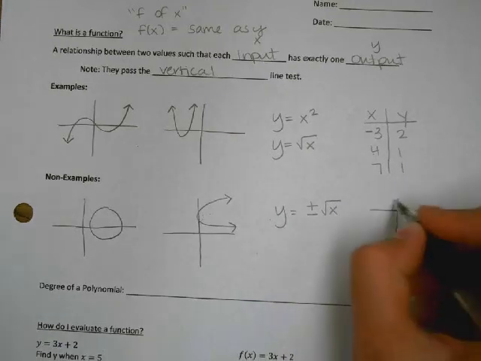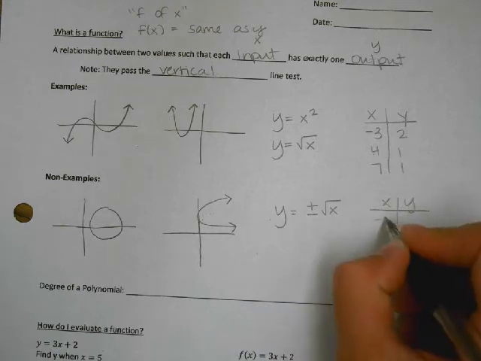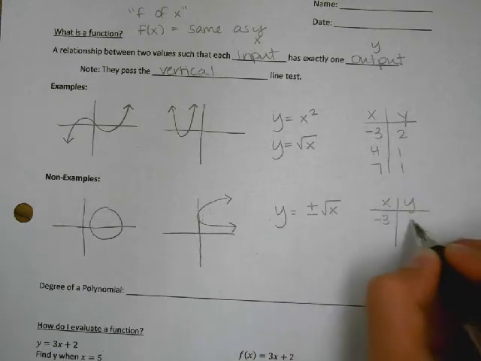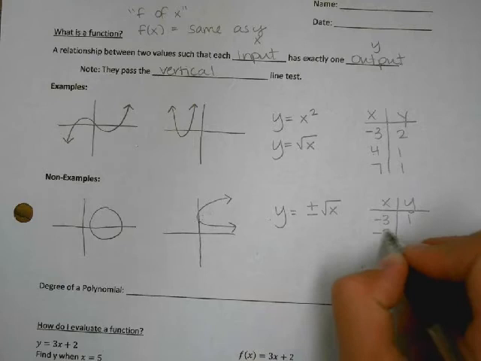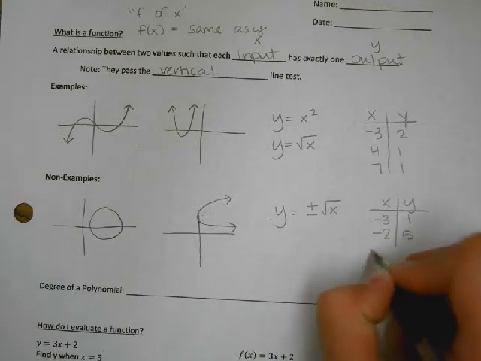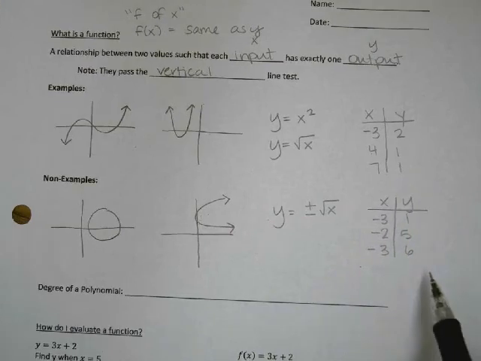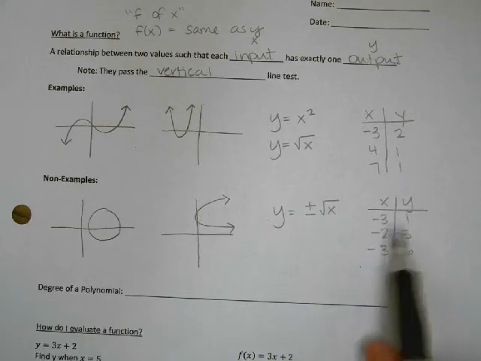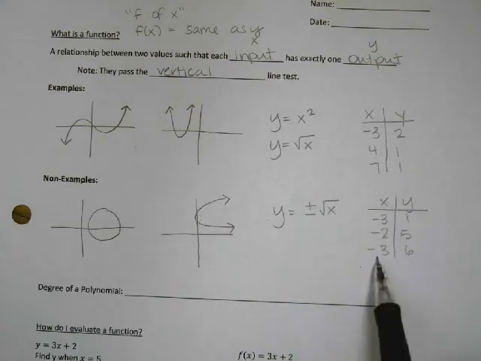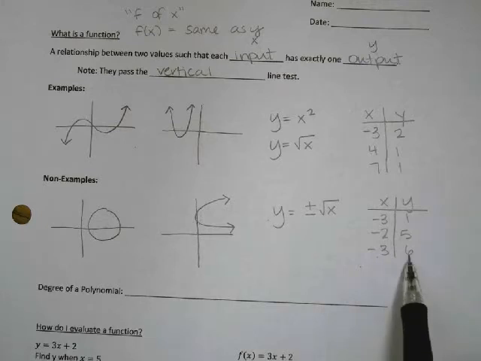For a non-example, if I plug in -3, I get 1. If I plug in -2, I get 5. If I plug in -3, I get 6. And this is not a function because sometimes if I plug in -3, I'll get 1. Sometimes if I plug in -3, I'll get 6. It's not predictable.